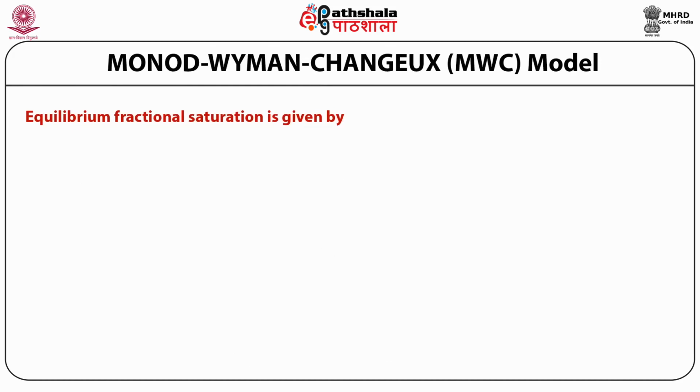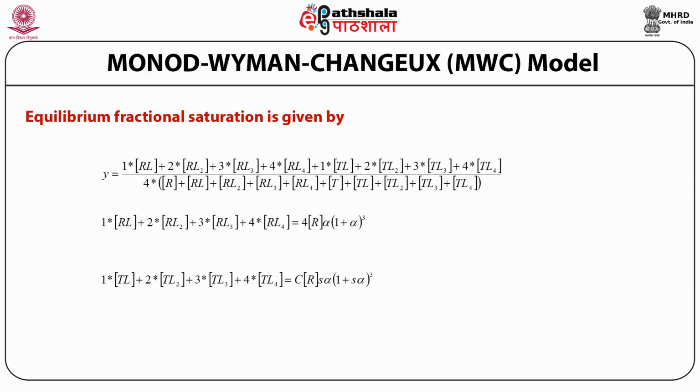So equilibrium fractional saturation Y is equal to the sites which have been occupied divided by the total number of sites. In case of RL, only one site is occupied. In RL2, 2 sites are occupied. In RL3, 3 sites are occupied. In RL4, 4 sites are occupied. So the total number of sites occupied is given by 1 into RL plus 2 into RL2 plus 3 into RL3 plus 4 into RL4. Similarly, on the tense form, we can simply write 1 into TL plus 2 into TL2 plus 3 into TL3 plus 4 into TL4.